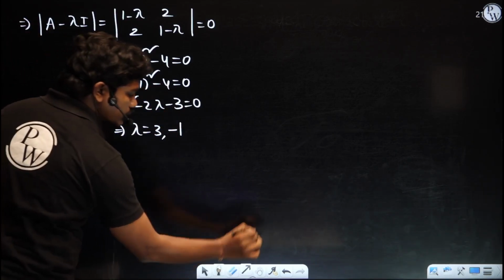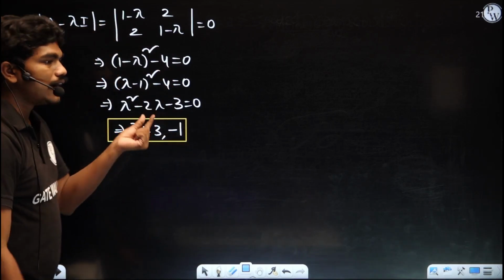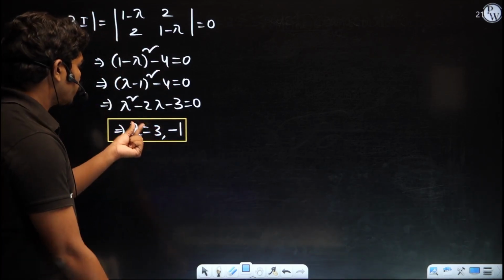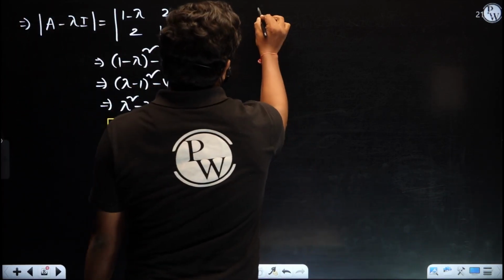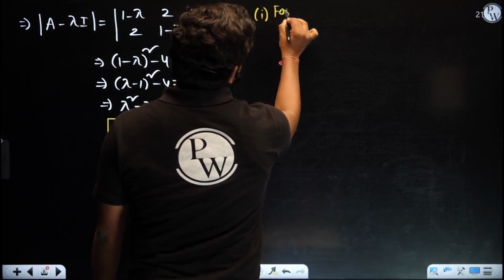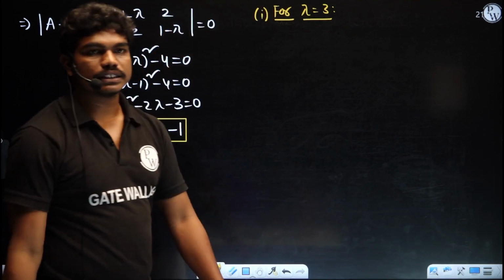So 3 comma minus 1 are the roots of this equation. Now what does this 3 and minus 1 tell you? By looking at this equation, what will we find out? Let us see this. So first, for lambda is equal to 3. Now what is the meaning of this lambda is equal to 3?